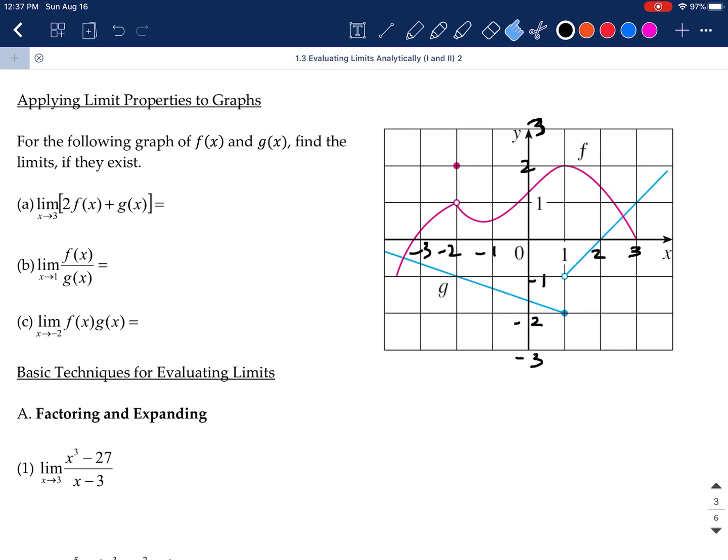We need to evaluate these limits. We definitely have some discontinuities. So we'll note there's going to be an issue for F at -2 and an issue for G at 1. We need to be careful of those when we combine these functions. So let's go ahead and take a look. The limit as x approaches 3 of 2f of x plus g of x. All right, so let's look over at 3.